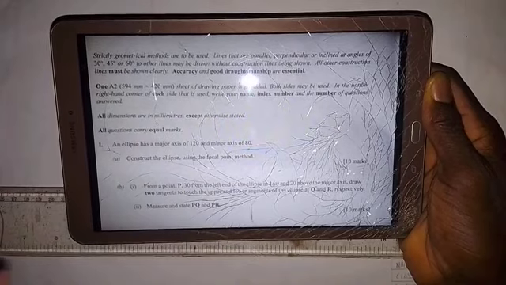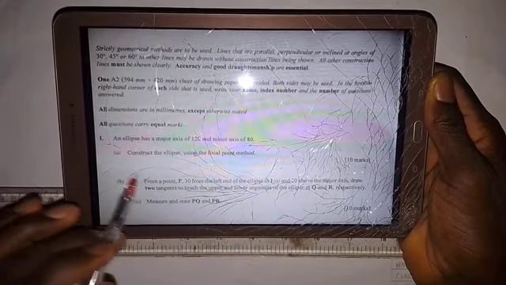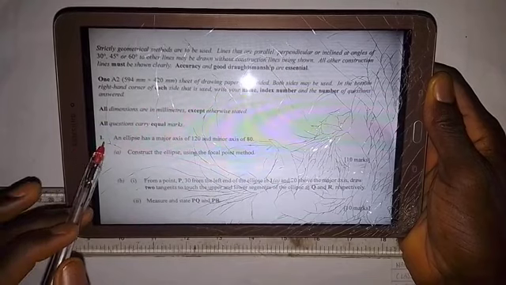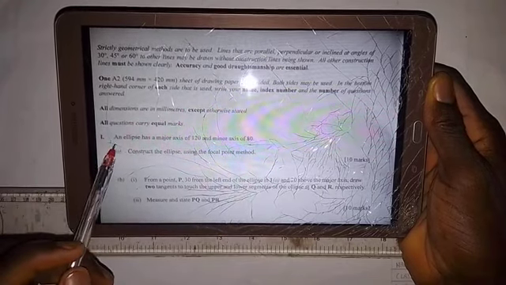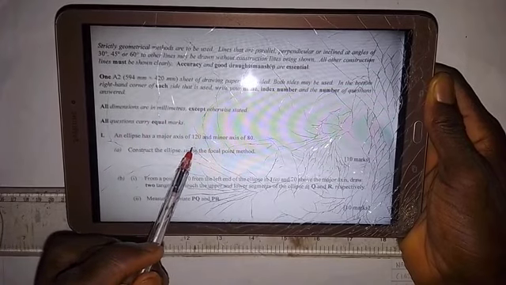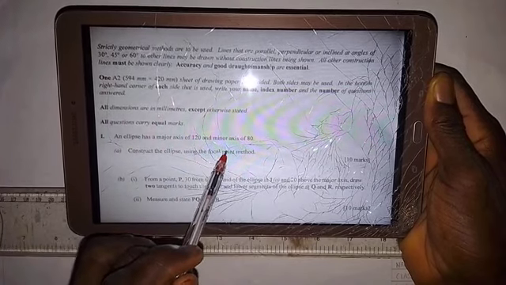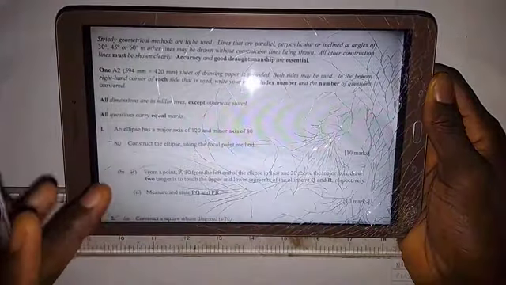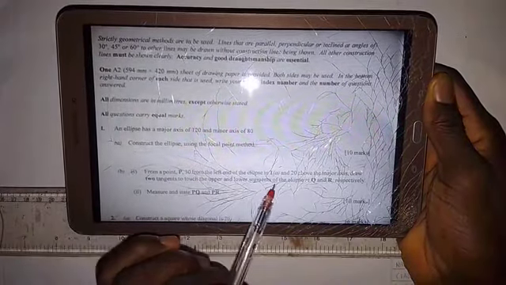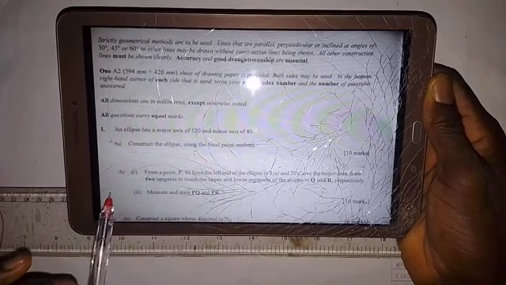When I go to my channel, here we want to solve this particular question. We have question 1 here, an examination question, and it says that an ellipse has a major axis of 120 and a minor axis of 80. Question A says that we should construct the ellipse using the focal point method.